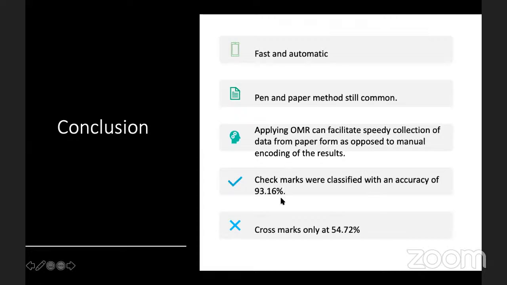Based on the classification that was done by our application, the check marks were classified with an accuracy of 93.16%, and the cross marks only at 54.72%. So it's not very good with regards to cross marks. However, the application still works because when we analyzed the responses, mostly check marks were placed. The cross marks were very seldom used, and also maybe this helped because we provided them with pencils, so they can actually erase the mark instead of crossing it out.